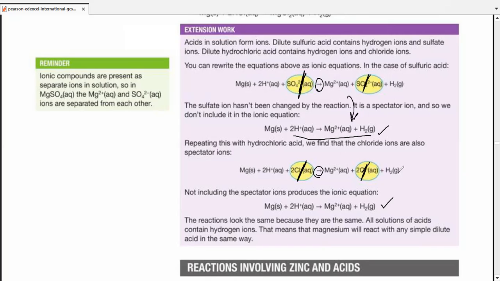So what we usually ask our students is to practice different displacement equations, and we ask them to convert them into ionic equations by using the same method given over here. This is a pretty common question in IGCSE exams. Right? So let's move on.